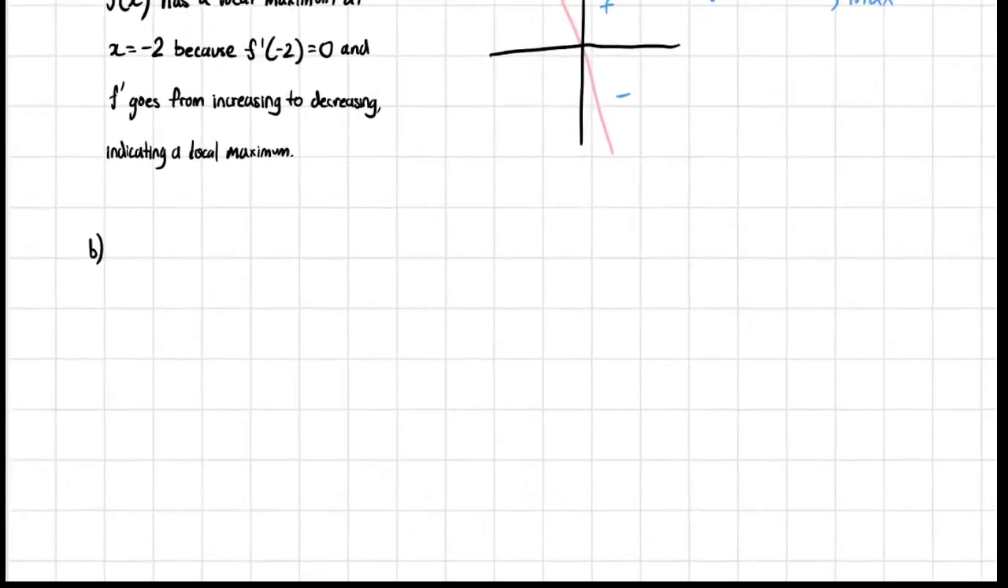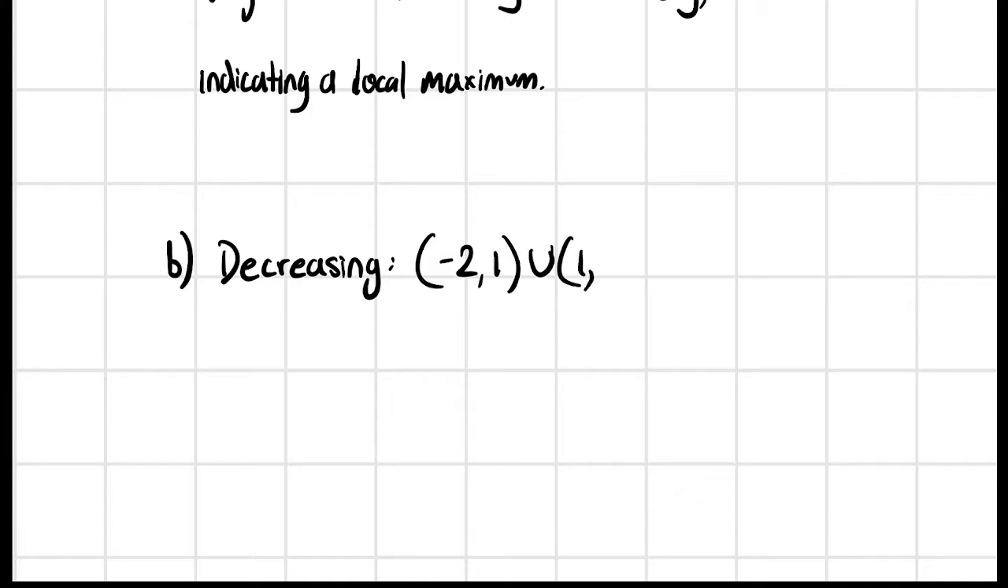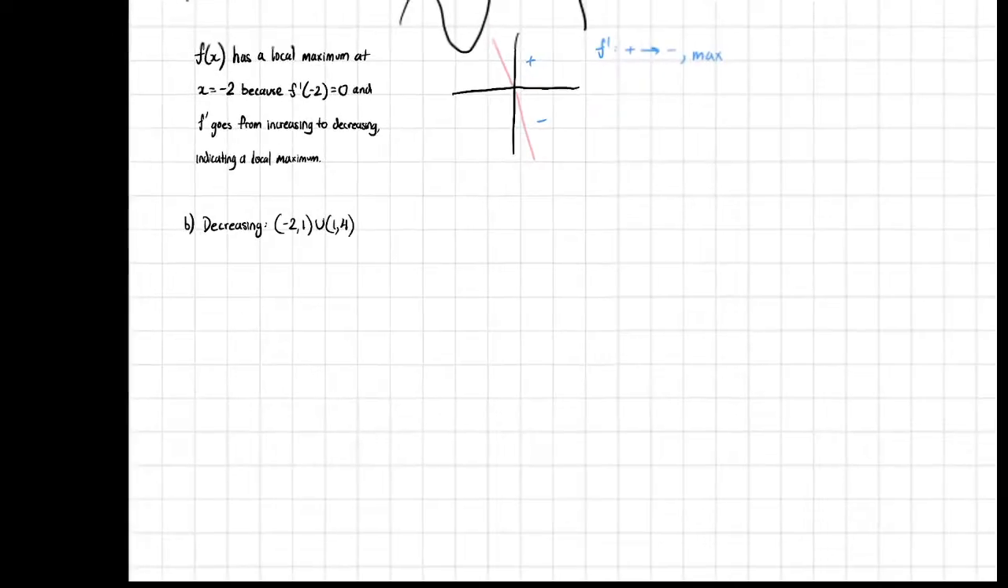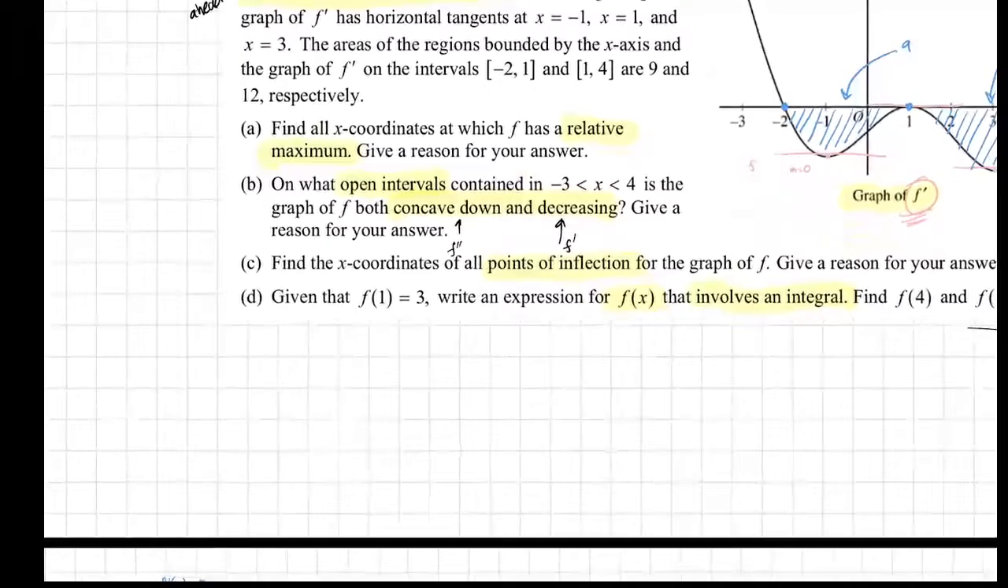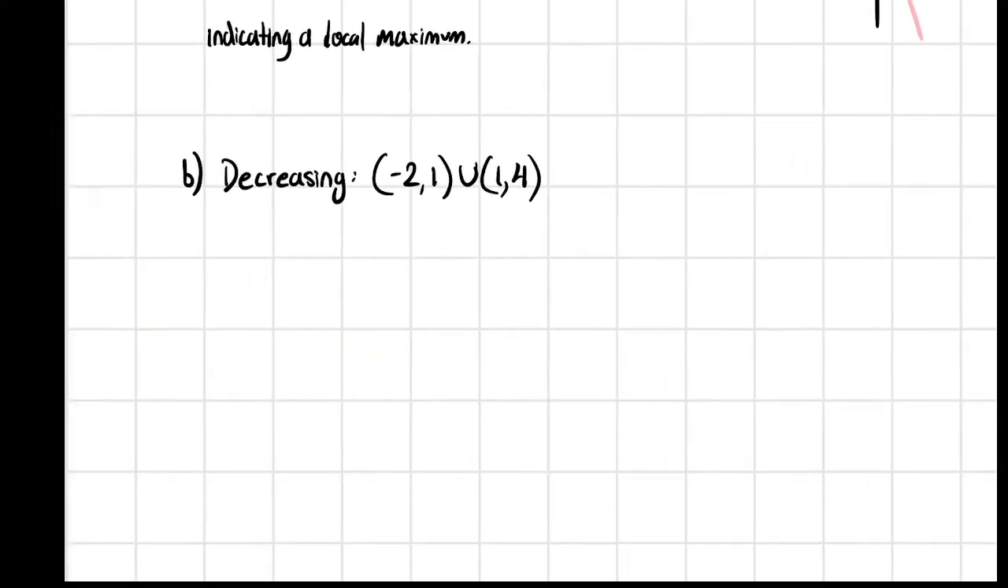So I will just quickly write this down here. So decreasing, I think it was -2 to 1, and we'll union, because at 1 it's 0, so it's not increasing or decreasing, 1 to 4. I believe that's correct. -2 to 1, 1 to 4. Perfect. So that's decreasing. Now let's check concave down.